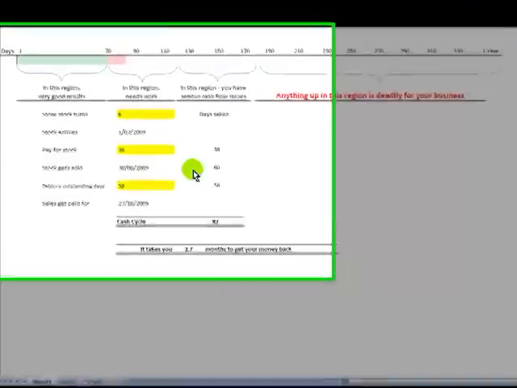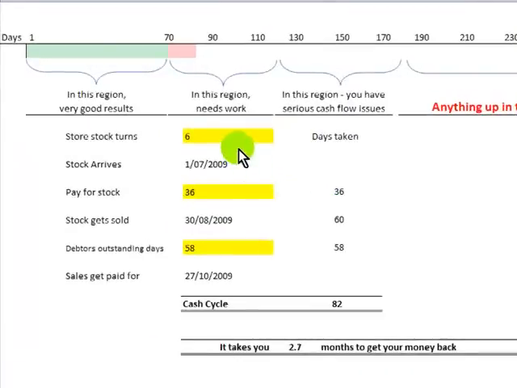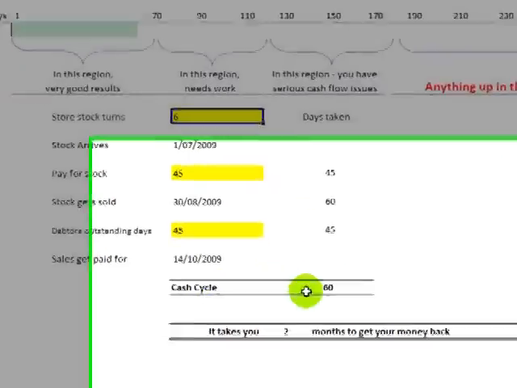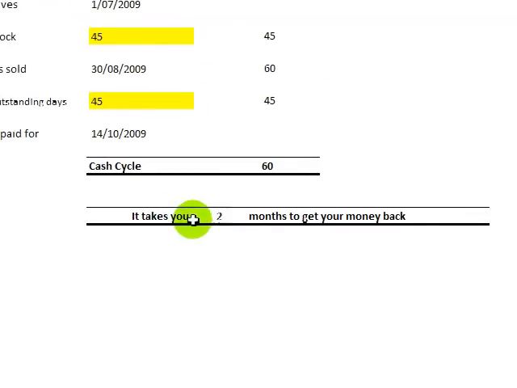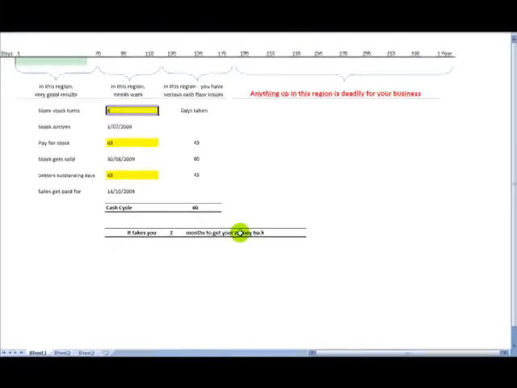In a perfect world, or perhaps a perfect store, the aim is to get your store stock turns at a minimum of 6, pay for your stock in an average of 45 days, and collect your debts outstanding in an average of 45 days. If we put that information there, you can see that we're well and truly in the green. Very good results in this region. And our cash to cash cycle is 60 days. In other words, it takes you 2 months to get your money back.